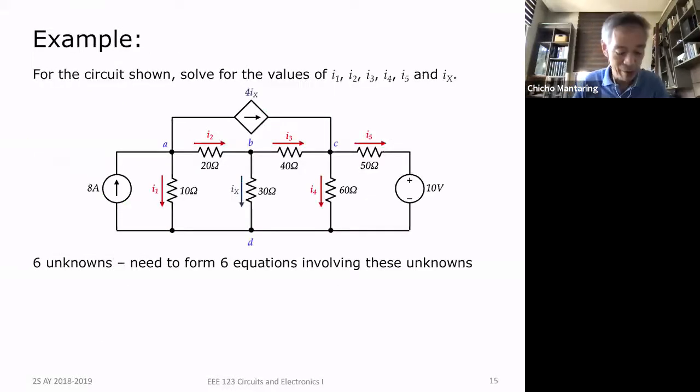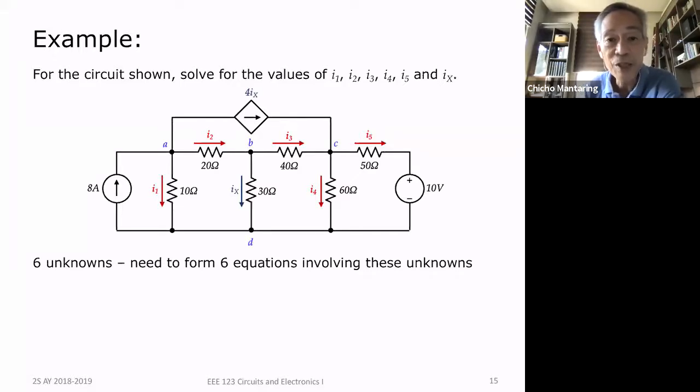Let's do an actual example. For the circuit shown, solve for the values of I1, I2, I3, I4, I5, and Ix. Okay. In this particular example, I have a current-controlled current source. But that doesn't make the problem any more difficult. The value of this current source depends on the current flowing through your 30 ohm resistor Ix. Kung ano man yung current dito, the value of this current source will be 4 times of that current Ix.